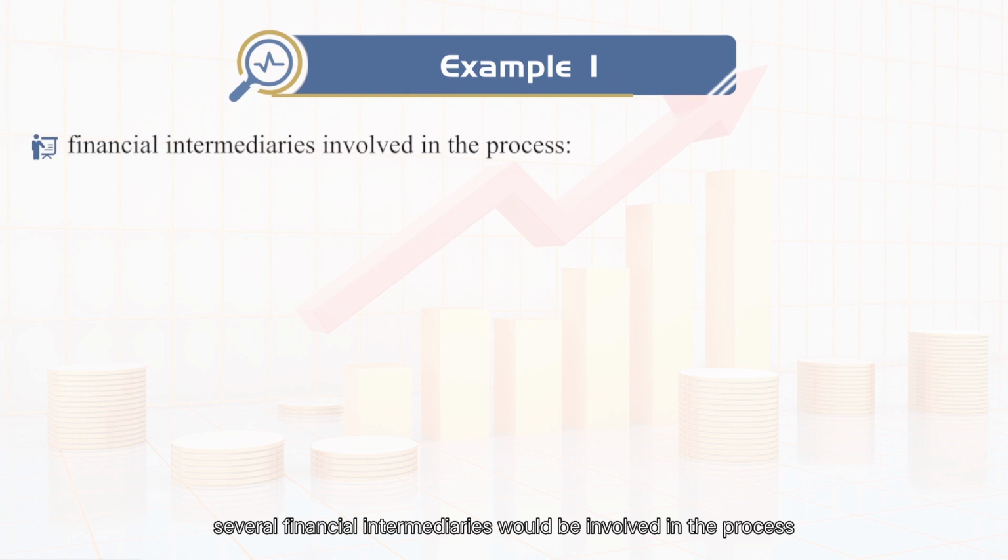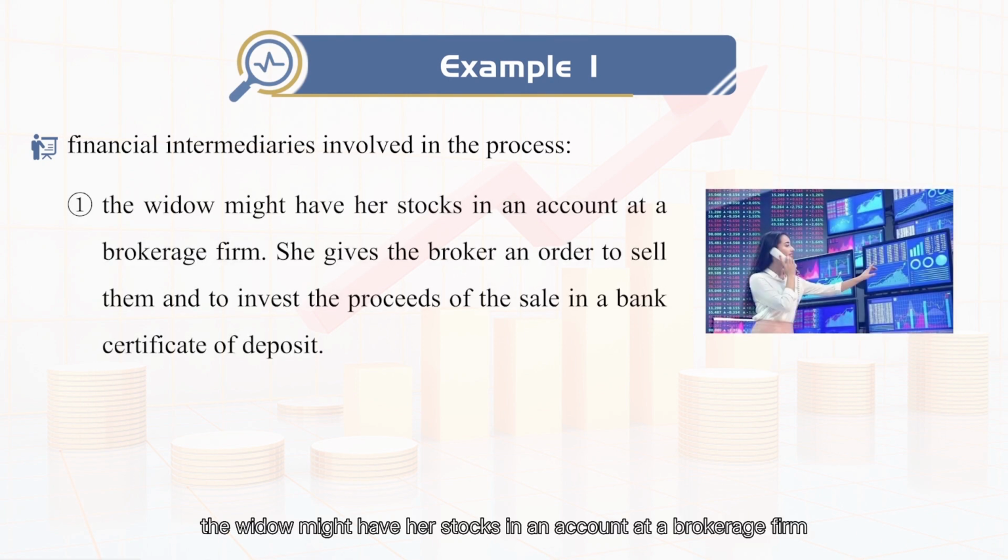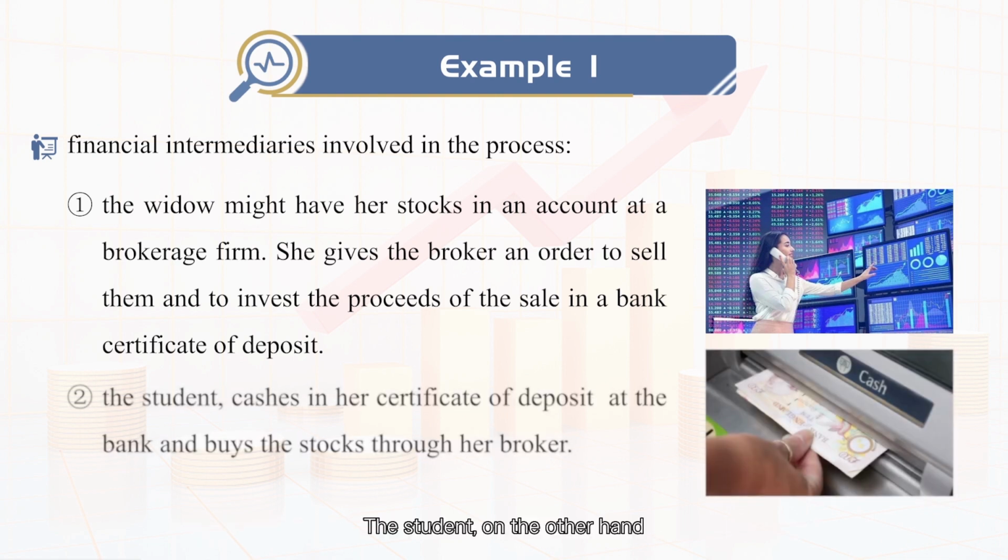Typically, several financial intermediaries would be involved in the process. For example, the widow might have her stocks in an account at a brokerage firm. She gives the broker an order to sell them and to invest the proceeds of the sale in a bank certificate of deposit. The student, on the other hand, cashes in her certificate of deposit at the bank and buys the stocks through her broker.